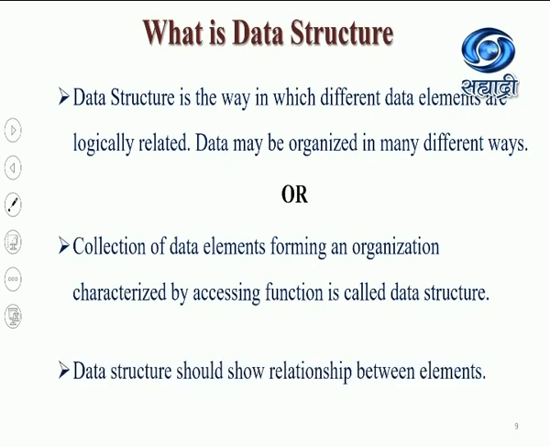Data structure should show the relationship between the elements. As we know, in an array, the first element is stored at location 1000, and if the array stores character values, then the first element's address is 1000, the next element will be stored at location 1001. Suppose the data is integer type, then the first element is stored at location 1000, the next element is stored at location 1002. So the data structure should show the relationship between the elements.